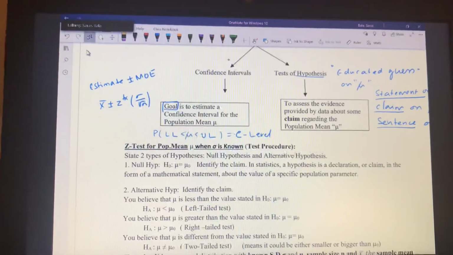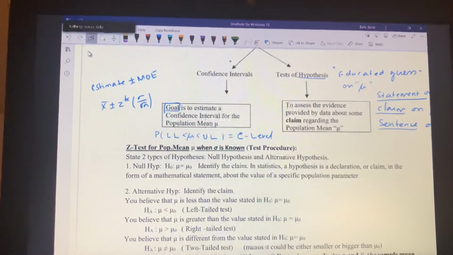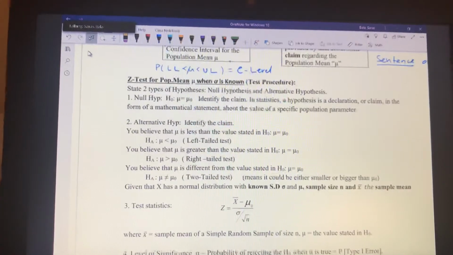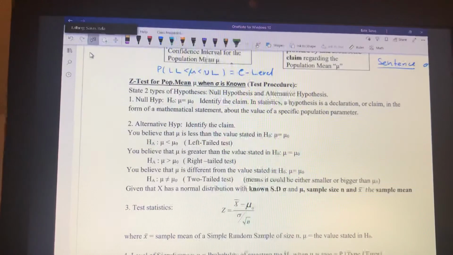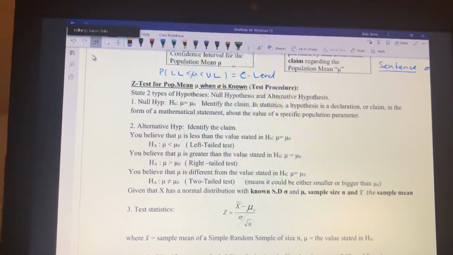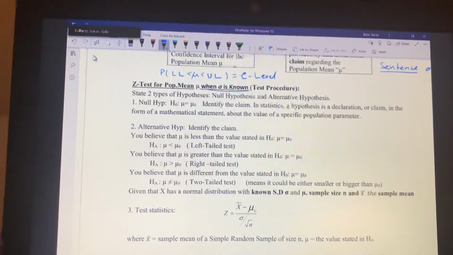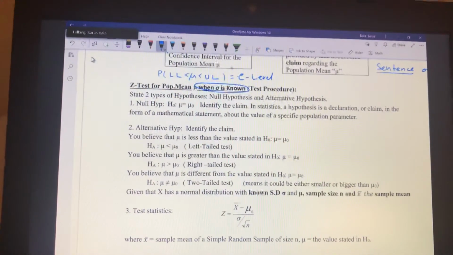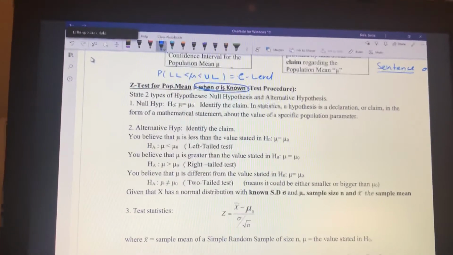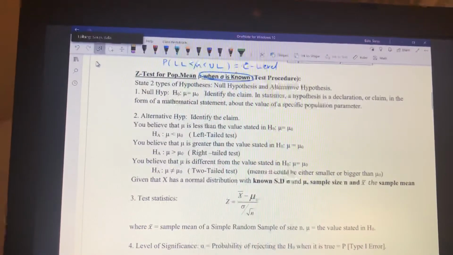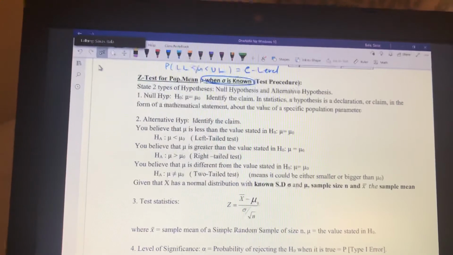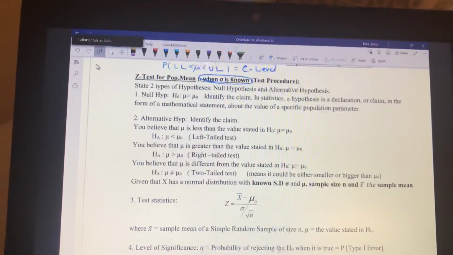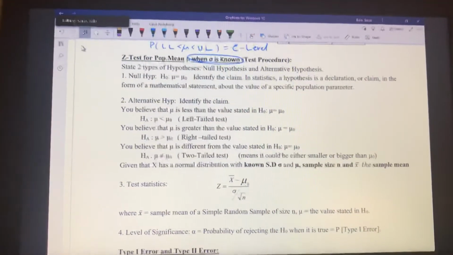Any test is going to have some test procedure, or I can call that the recipe. So there is a recipe here in order to do the z-test for the population mean mu. Again, here my condition is going to be when sigma is known. When the population standard deviation is known, I am going to talk about the test procedure for the population mean mu. So here the recipe says you need to define the two types of hypothesis. One is going to be the null hypothesis, the other one is the alternative hypothesis.